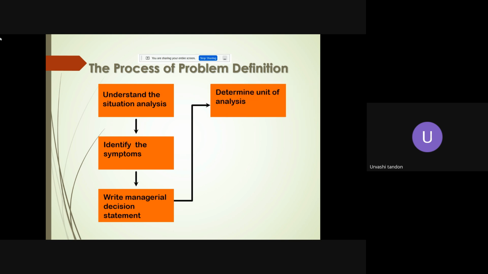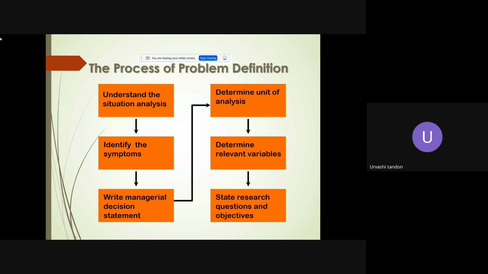Then you determine the unit of analysis. Unit of analysis means who provides you the data. Suppose you want to see whether people are satisfied with telehealth or telemedicine, then you will see the unit of analysis, like who would be your respondents, right? And then you identify the variables for that. Let's say telehealth or telemedicine, then you will identify the variables, which are the factors which lead to the satisfaction for telehealth and telemedicine, and then you state the research questions and research objectives in mind.